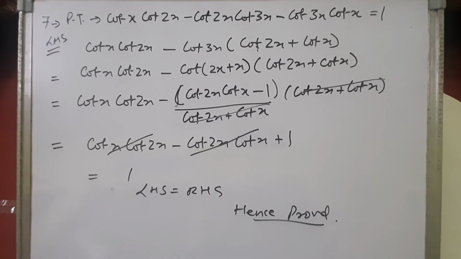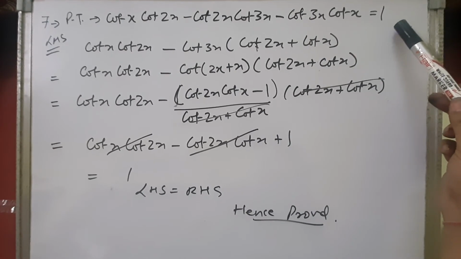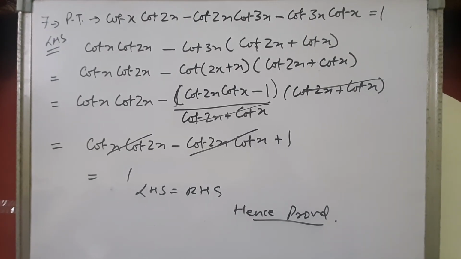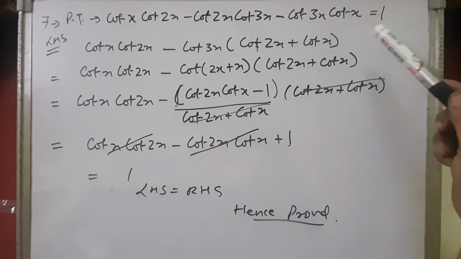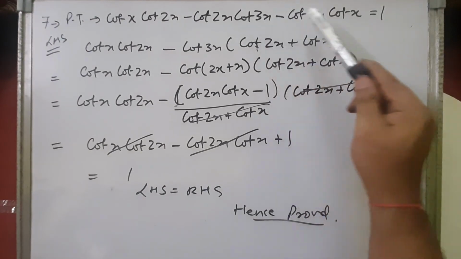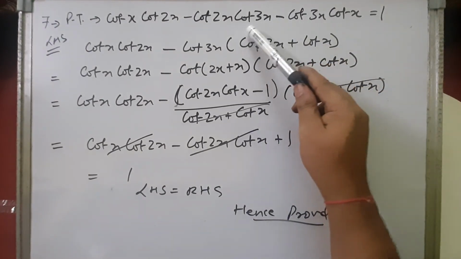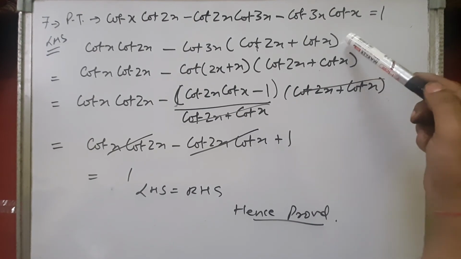Okay children, let's see another sum. In this sum, we have to prove that cot x cot 2x minus cot 2x cot 3x minus cot 3x cot x equals 1. Now what we'll do is pick up the left hand side and prove it equals the right hand side. In the left hand side, I have taken common cot 3x from the second and third term. So when we take minus cot 3x common, in the bracket it will become cot 2x plus cot x.